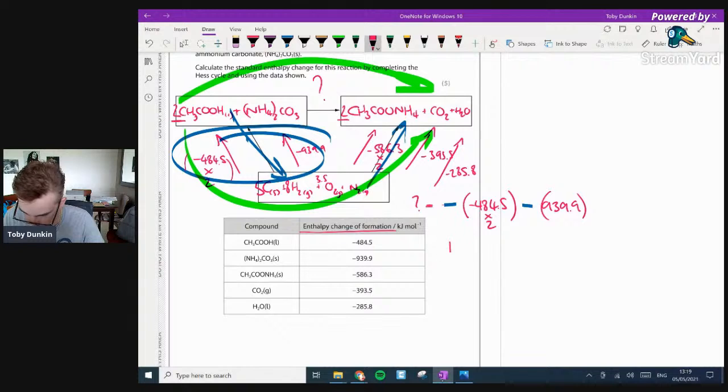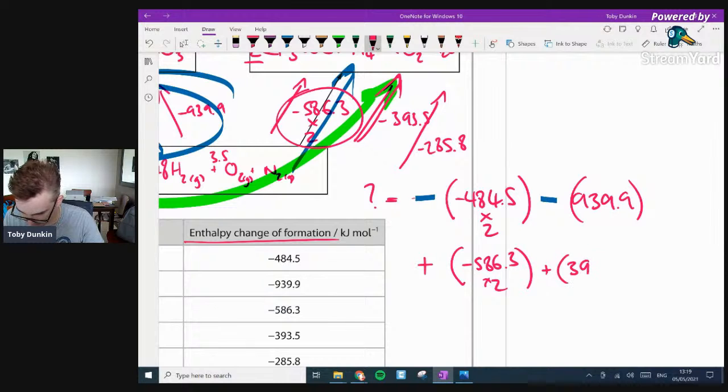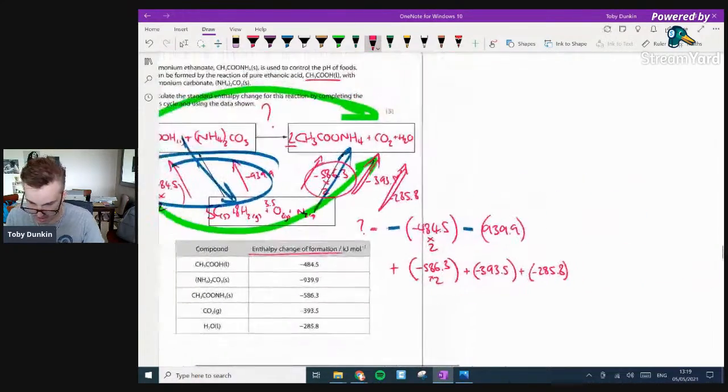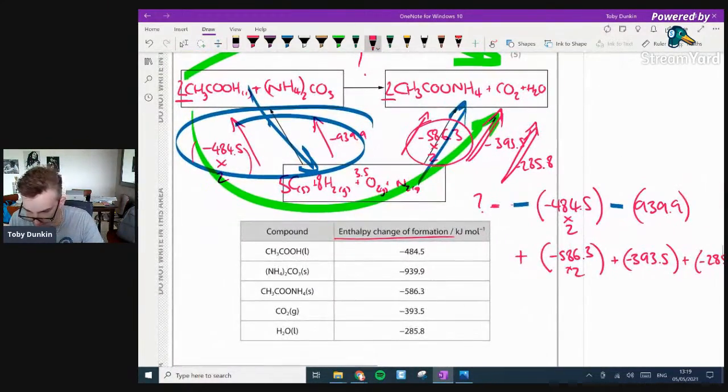I'm just going to write it underneath. Plus brackets. The first one is this bit here. Plus brackets minus 586.3 times by 2, close brackets. This one here is with us. Plus brackets 393.5, close brackets. This one is with us. Plus brackets, got minus 285.8, close brackets. And the equation is, I'm pretty sure, balanced. Should be.